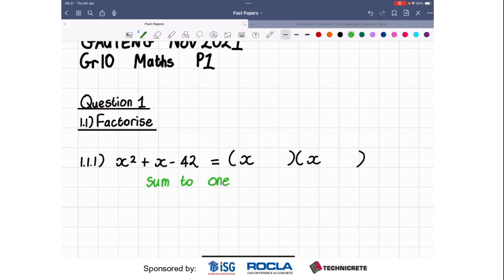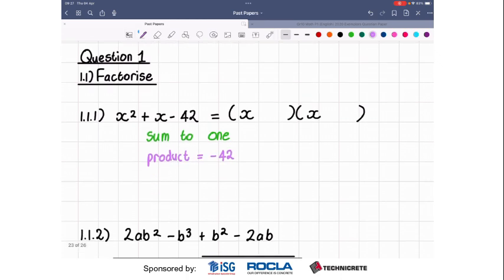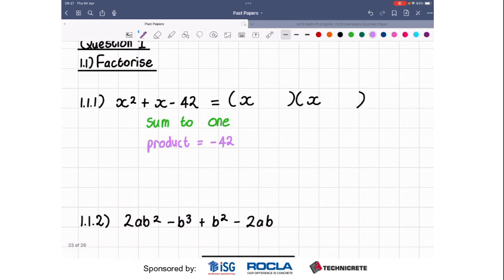And I also know that their product, so whatever these two numbers are, multiplied together must be equal to negative 42. So for that, I can first look at what the factors of 42 are. So I know there's 2 and 21, 6 and 7, etc., etc.